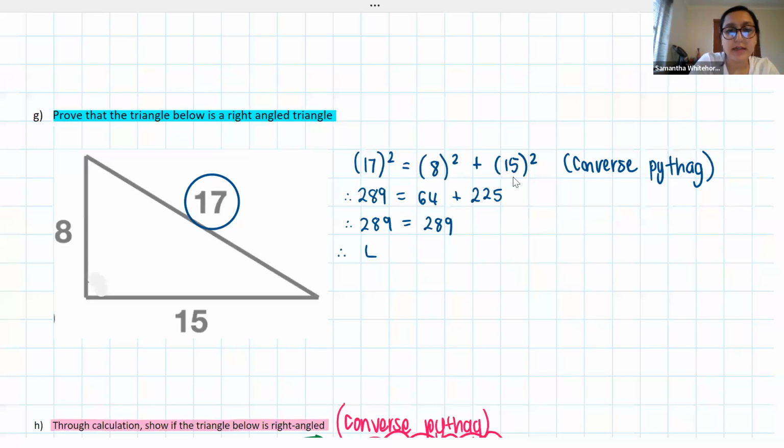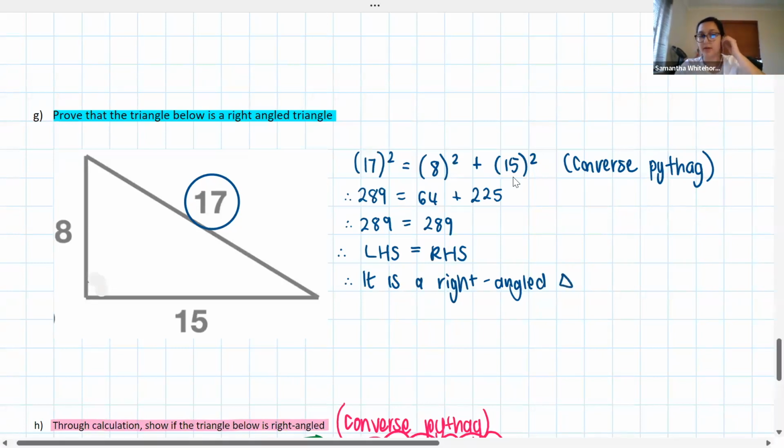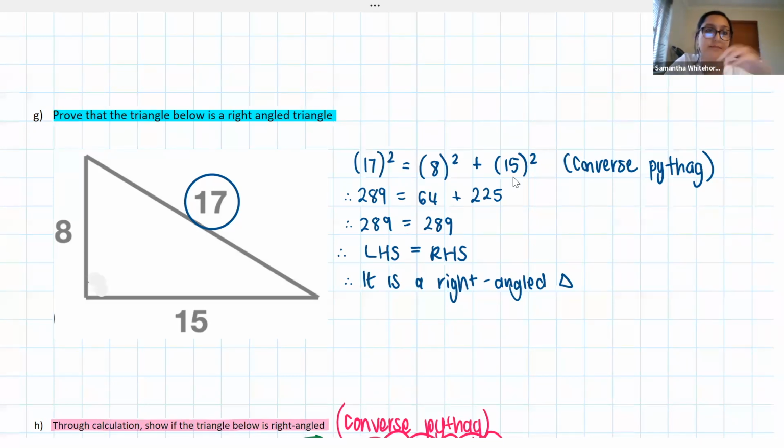And because my left-hand side, LHS, is equal to the right-hand side, RHS, we can therefore say it is a right-angled triangle. Alrighty, so always identify your longer side first, because that's how you know what you're going to substitute and where. And then from that point, you can go and prove whether or not it's right angled.